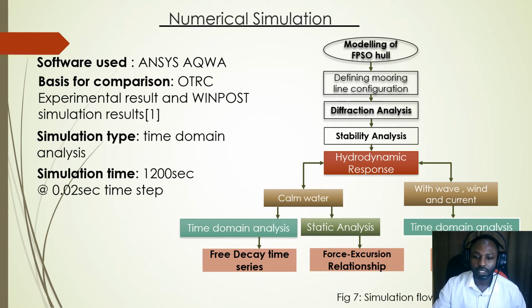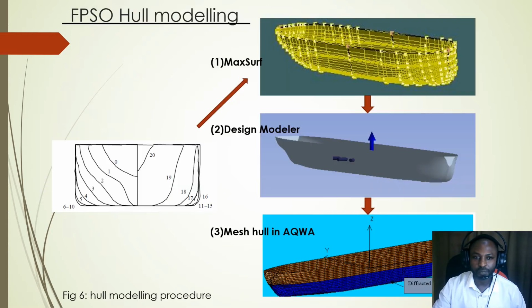From there, using calm water, we conduct static analysis to determine the force exposure relationship, and using time domain analysis, we determine free decay time series. By calm water, we mean we deactivated the wave, wind, and current. Then, using the same component, but with the wave, wind, and current, we conduct time domain analysis to determine the 6 degrees of freedom and the mooring tension.